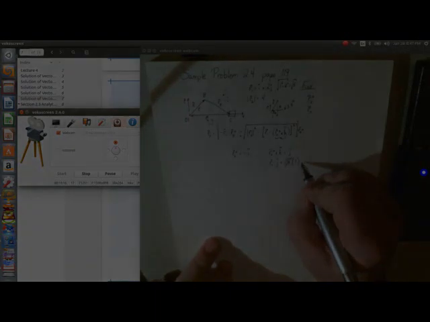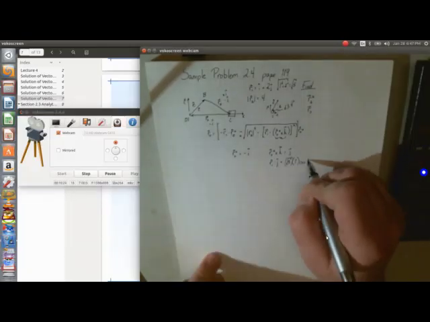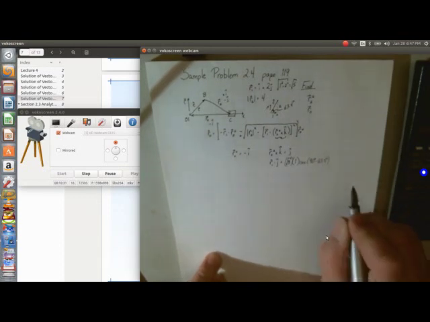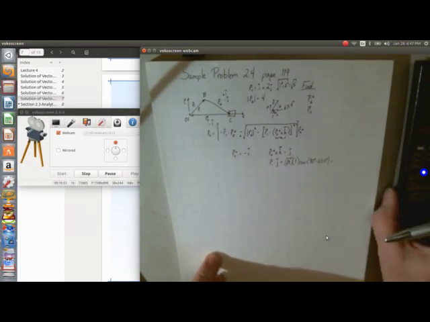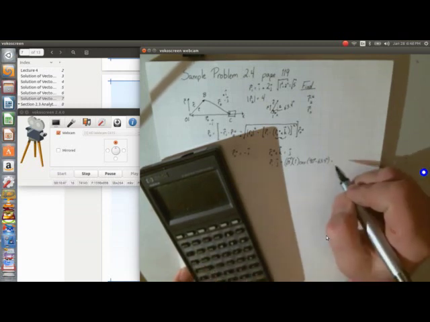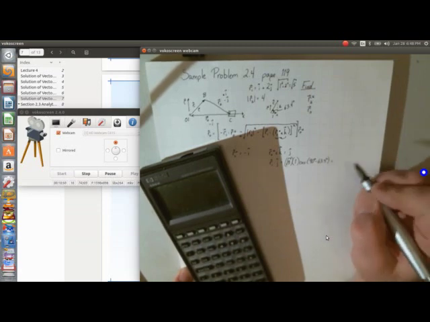So it's equal to the cosine of 90 degrees minus 63.4 degrees. And if I run through that calculation, I get that this is equal to 1.999. We'll just call it 2.